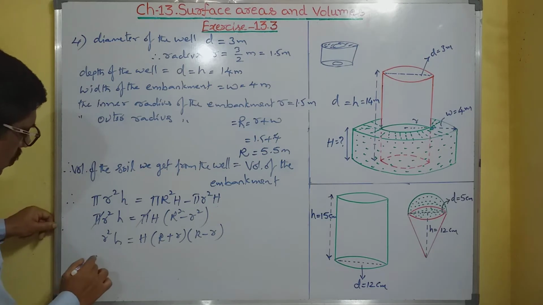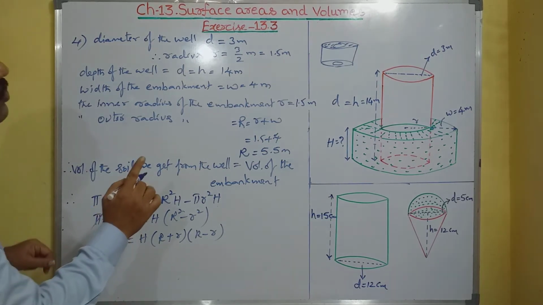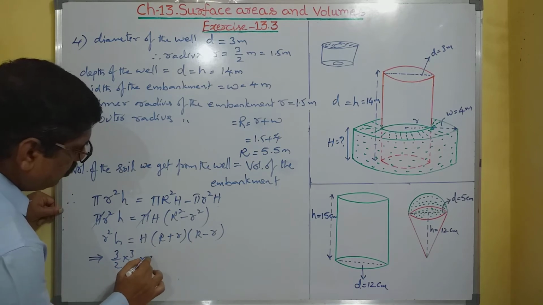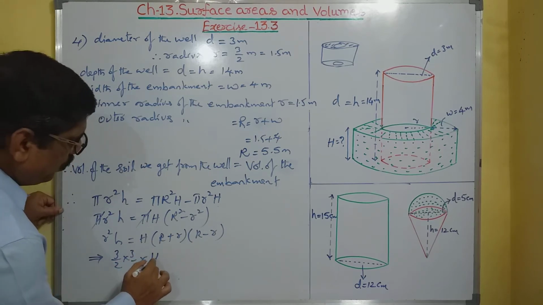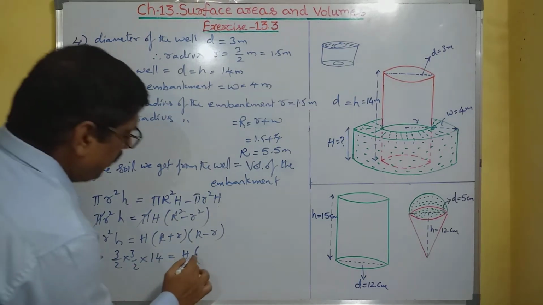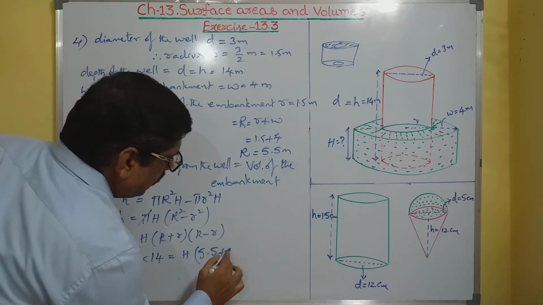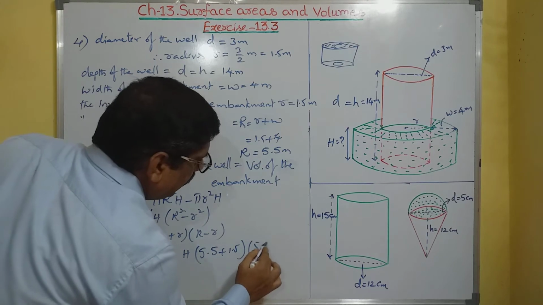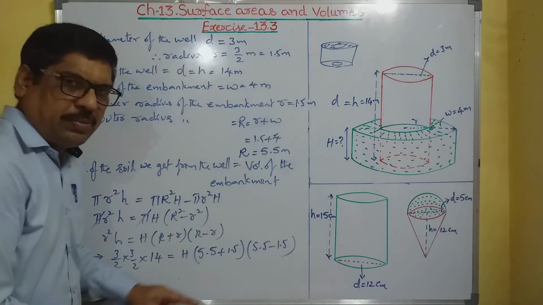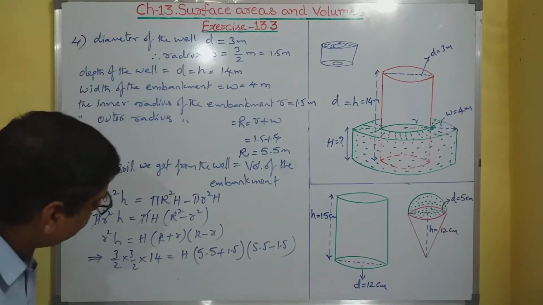Okay. Now what is small r square? Small r is 1.5. Otherwise we can write 3 by 2. 3 by 2 into 3 by 2 into h is 14. Capital H we don't know. Capital R plus small r is 5.5 plus 1.5 into 5.5 minus 1.5. Okay, it is easy for us. So the previous one also okay, but this is easy for us.